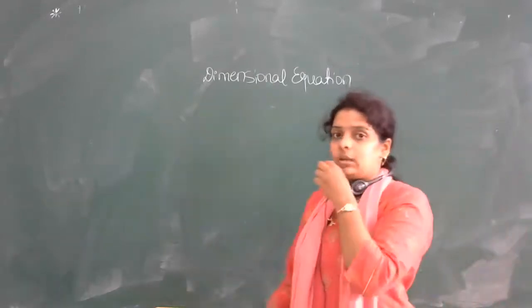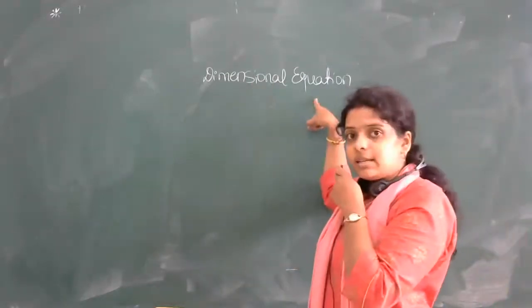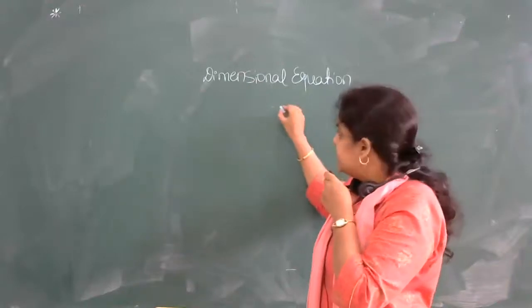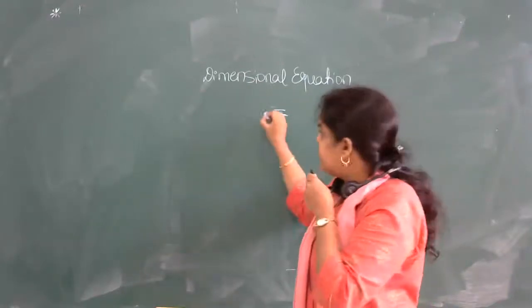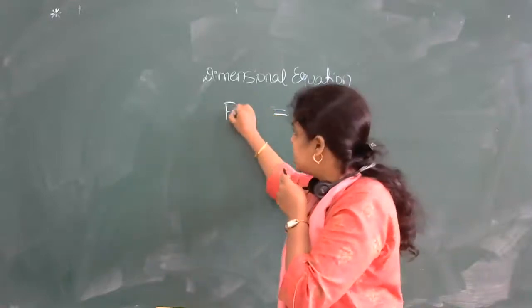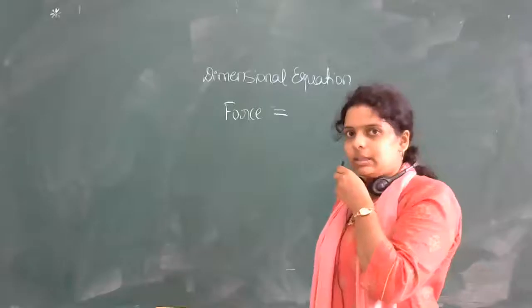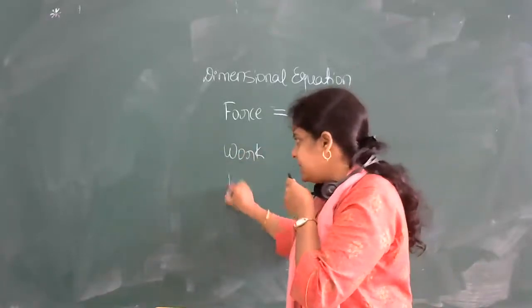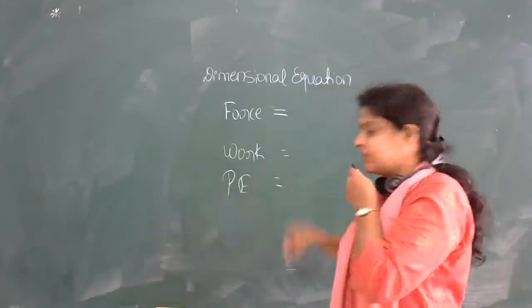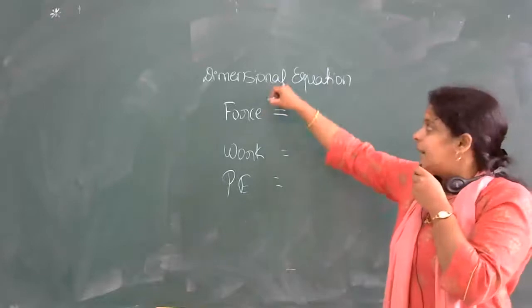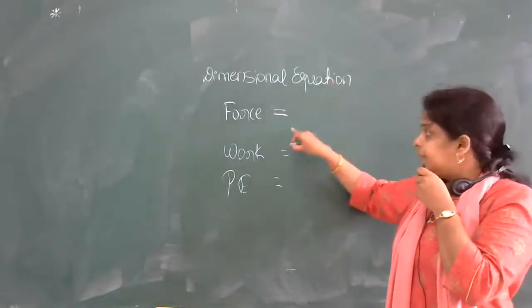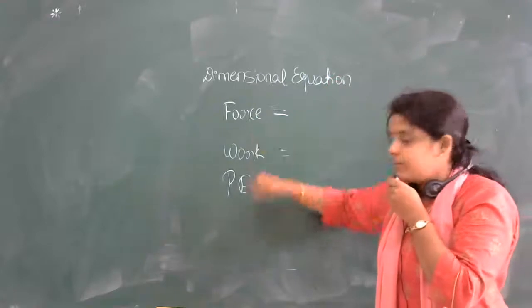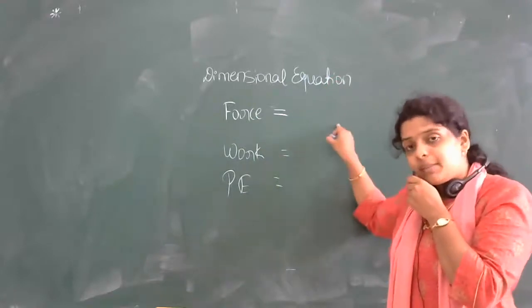Okay. So dimensional equation is equating a physical quantity to its dimensional formula. What you are equating here is the given physical quantity. For example, the given physical quantity is force, work, or energy, that is kinetic energy or potential energy, anything you can consider. So you are equating the given physical quantity with its dimensional formula.